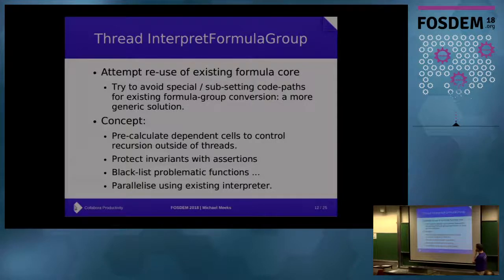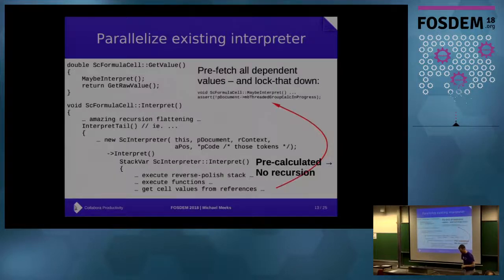So the idea basically is that we pre-calculate our dependent cells, much as now, but instead of stuffing them all into a matrix in a strange way, we just leave them where they are. We're confident that when we go to get them, maybe-interpret will return false, and so we don't need to worry. We can just use the existing code. Of course, if maybe-interpret actually calls interpret and we recurse, there's a big old assertion there that goes bang, and the whole thing falls in a heap. And we've been catching a few of these assertions in the crash testing, which is exciting. Then, of course, there are some functions that are horrible, and we have to blacklist. But we could parallelize, essentially reusing the existing code, which is pretty nice.